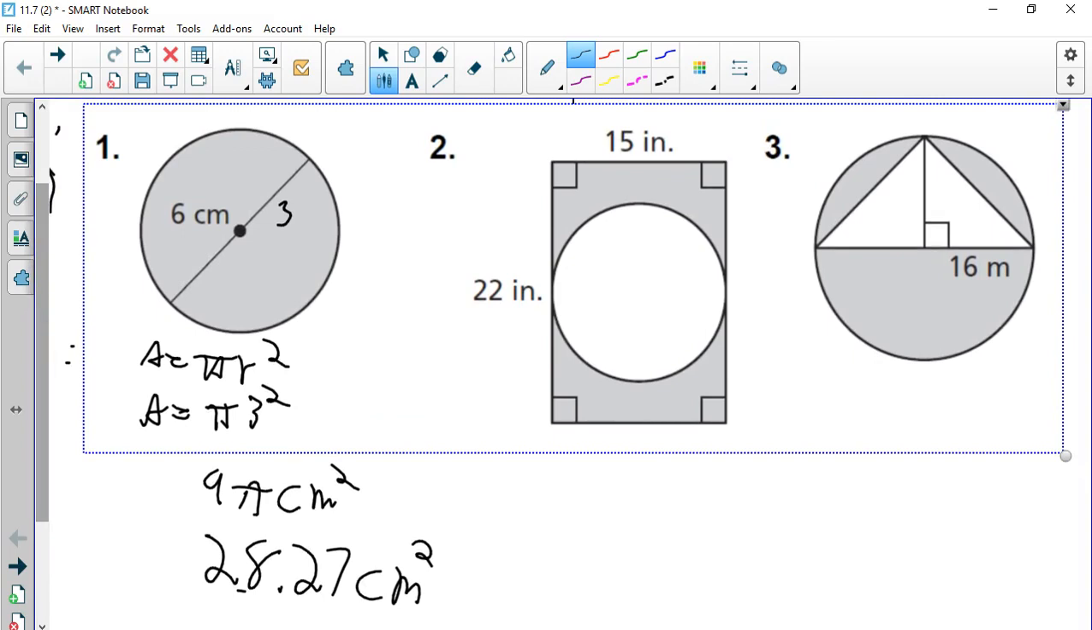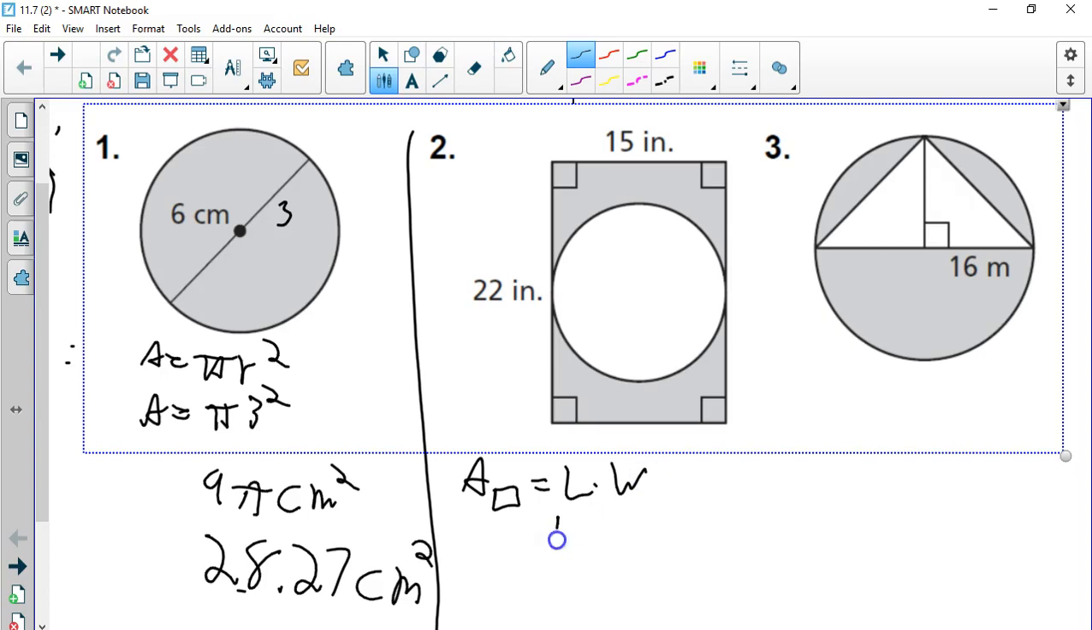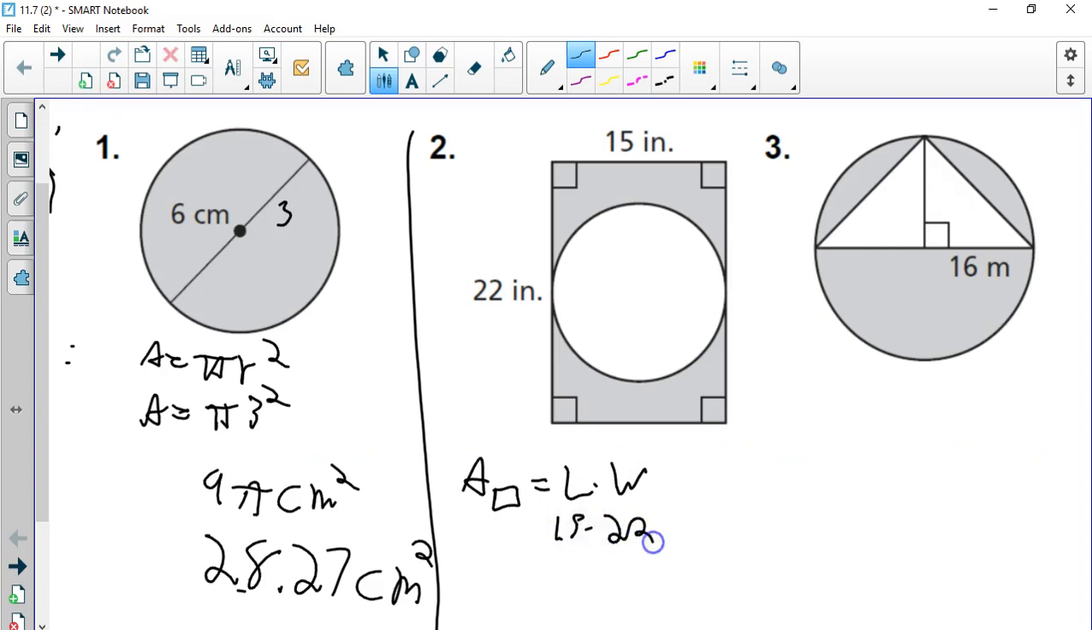Okay, now what we have here is a rectangle and a circle. Well, what we're going to have to do here is find the area of both and subtract the circle out, because we're not wanting that region. So we're first going to find the area of the rectangle. And that's just simply length times width. So that's going to be 15 times 22. And that's 330. I'm going to circle that because I'm going to need that for later.